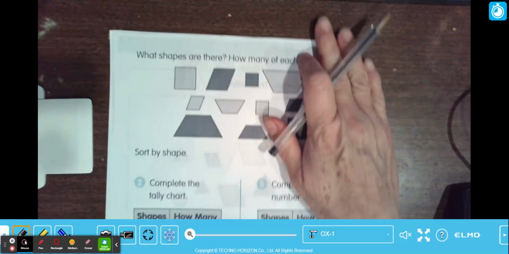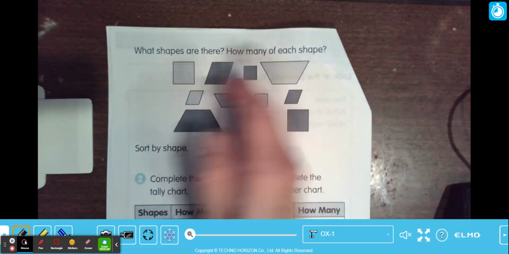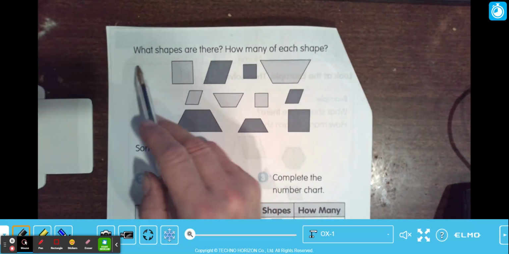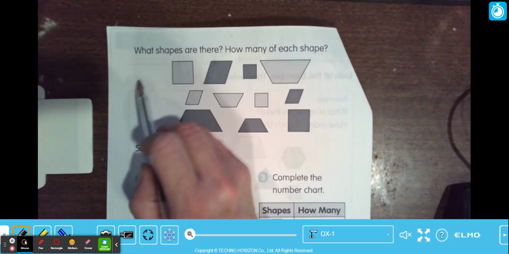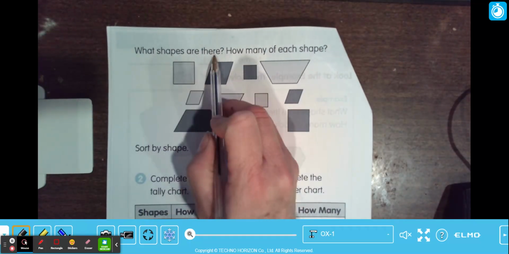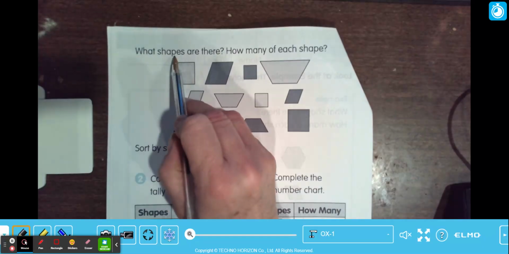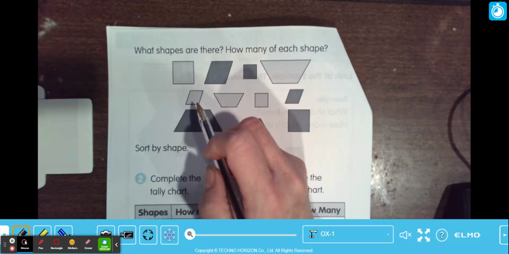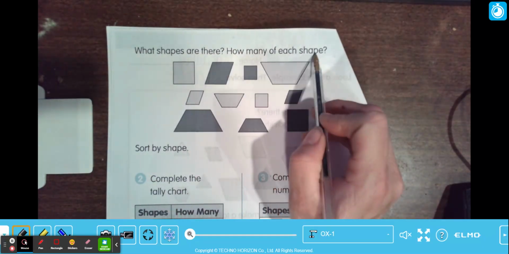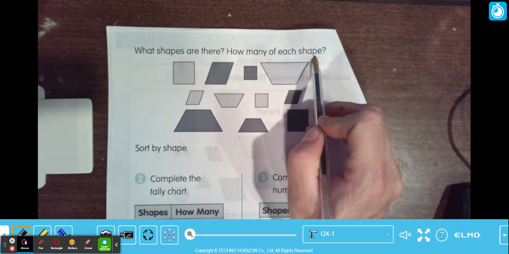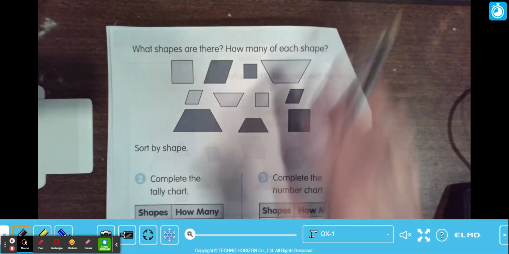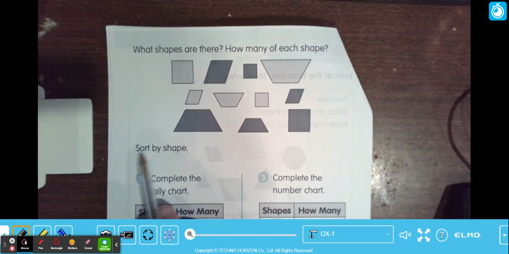Okay, so here's our data, our information, right? I'm going to read this question and you're going to repeat. So when I'm done reading, you're going to read it. Me first. Here I go. What shapes are there? Your turn. My turn. How many of each shape? Your turn. Okay. So it says here, my turn. Sort by shape. Your turn.